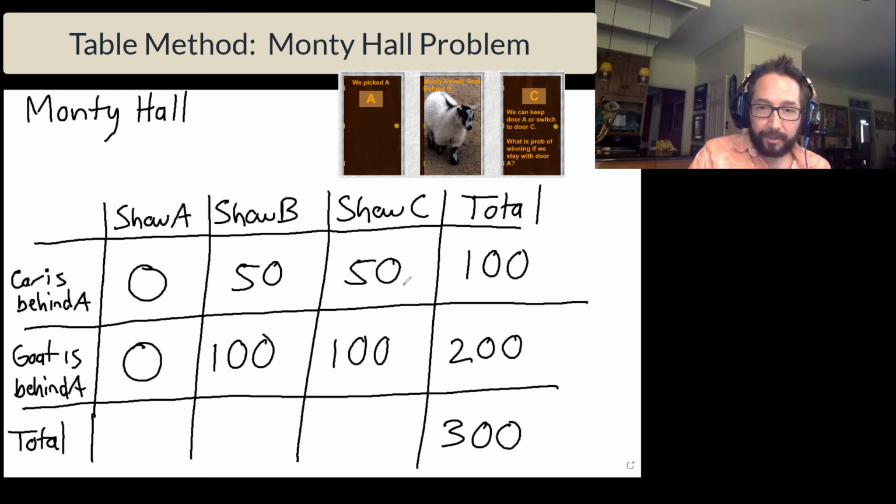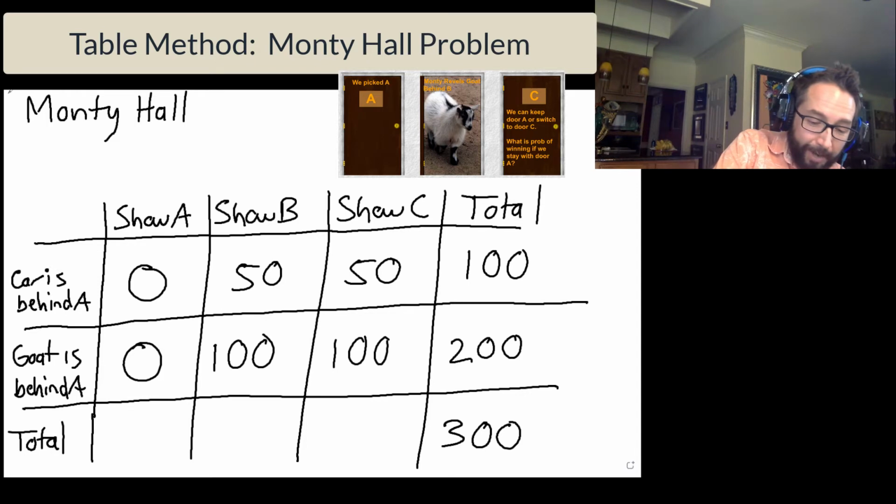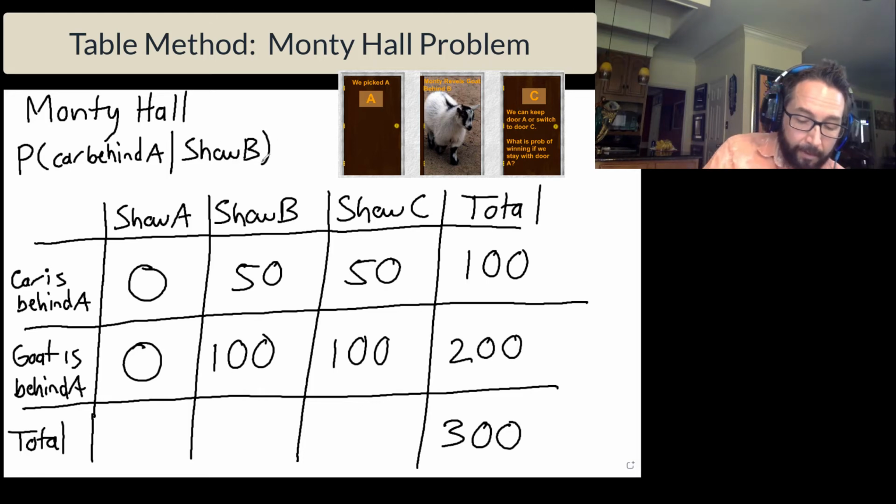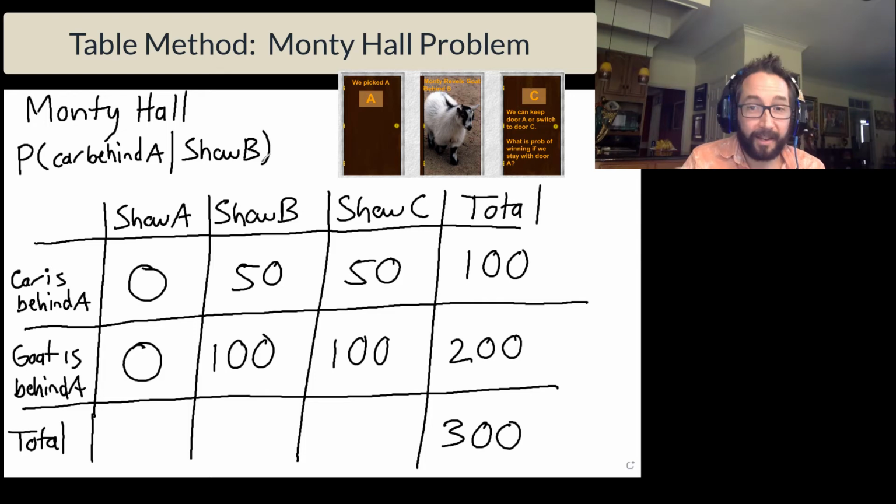Okay, so let's compute the following conditional probability. What's the probability that the car is behind A, given that he showed us what's behind door B? Initially, the car is randomly placed behind any one of these 3 doors, so the prior probability is fairly easy, just 100 out of 300 here, a 1/3 shot of us picking the door with the car behind it. Now that we've thrown some additional information into the mix here, he showed us a goat behind one of those doors, specifically door B.